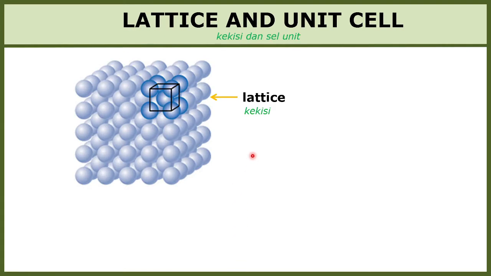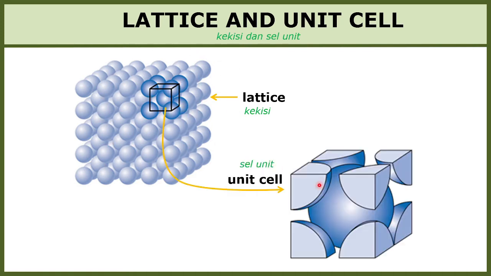Okay, term that you need to learn on this topic is lattice and unit cell. Lattice is how you see how the atom is arranged, and unit cell is the block of atom which repeat itself to form the lattice.